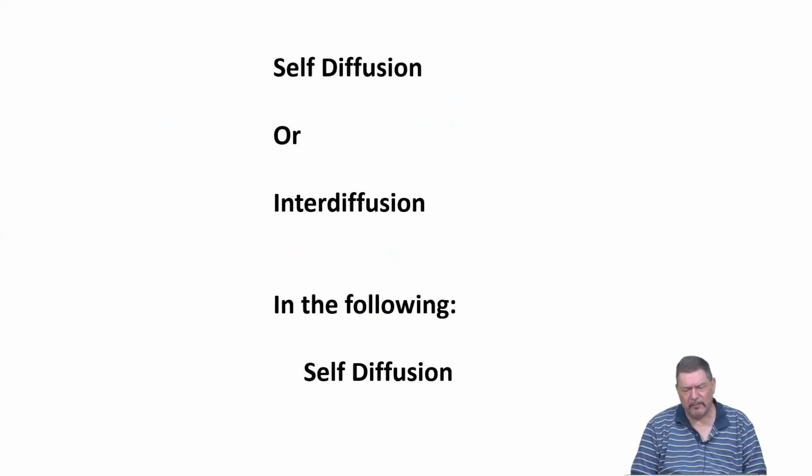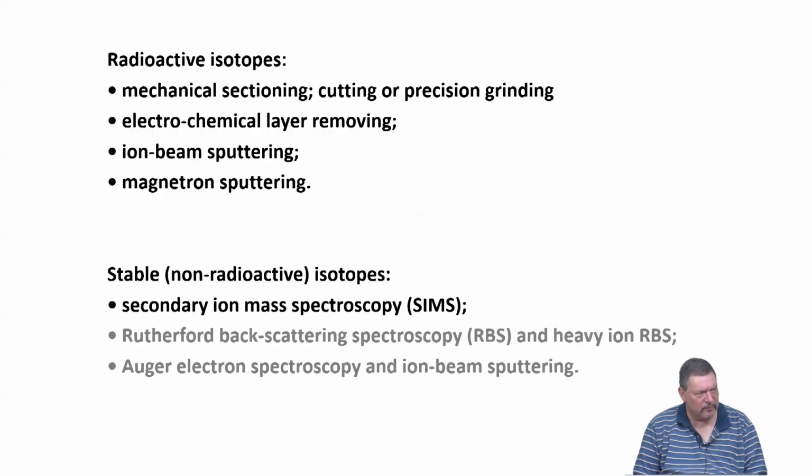So in the following, we will mostly talk about self-diffusion. Interdiffusion would basically take the same methods, because of the higher diffusion coefficients, some of these conditions are not so critical for interdiffusion. When we use radioactive isotopes for tracer diffusion, there is basically 4 different methods to obtain sections.